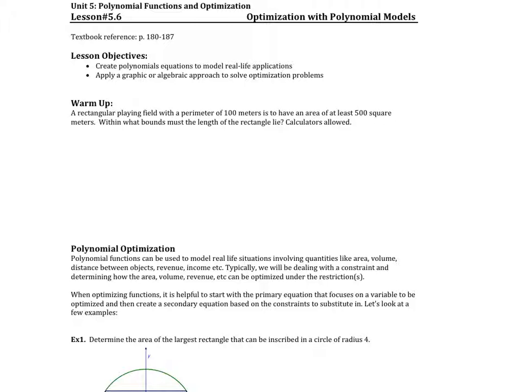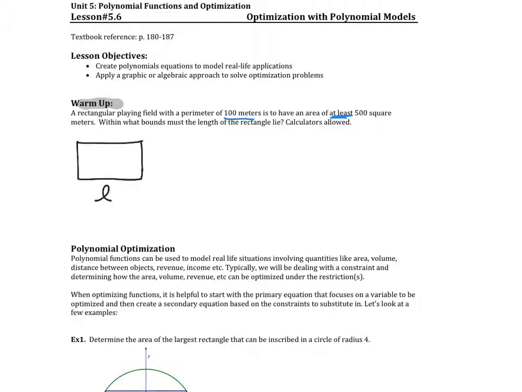Anyway, you might want to pause and do the warm-up on your own. Otherwise, we can do that now. I'm going to explain it now, but you might have wanted to do it on your own first. It says a rectangular playing field with a perimeter of 100 meters is to have an area of at least 500 square meters. Within what bounds must the length of the rectangle lie?